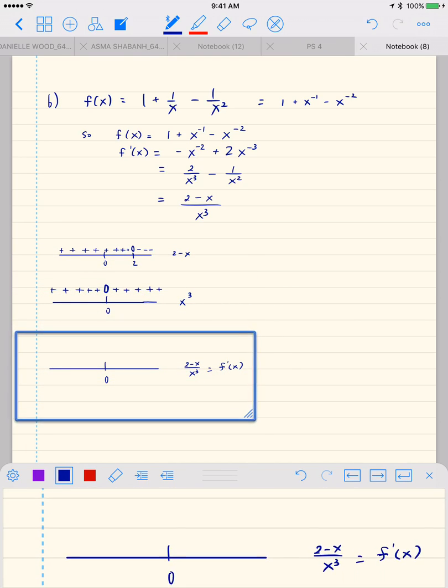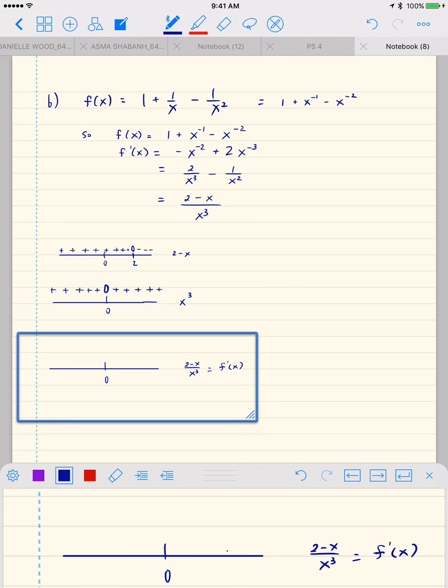Okay, so putting it all together, I know that my special points are 0 and 2. When x equals 2, f prime of x equals 0. When x equals 0, f prime of x is undefined, right? Because you can't divide by 0. And then to the right of 2, f prime of x is negative. Okay, and to the left, f prime is positive.